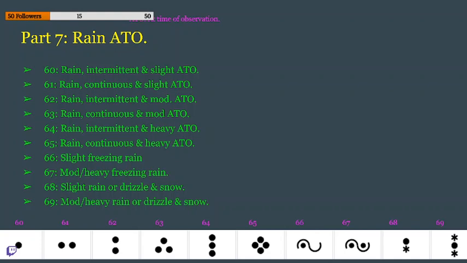This is all the exact same stuff from 60 to 67, except with rain. 68 is light rain, or drizzle and snow. 69, nice, is moderate to heavy rain or drizzle and snow. Sorry, that was required.